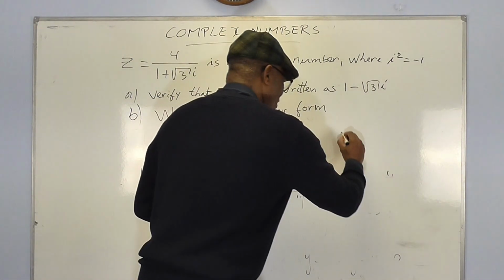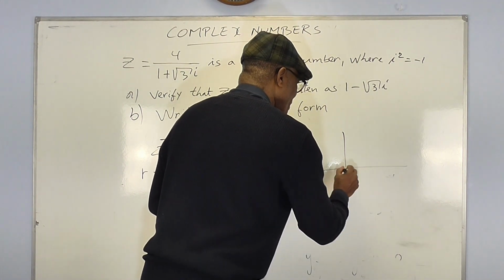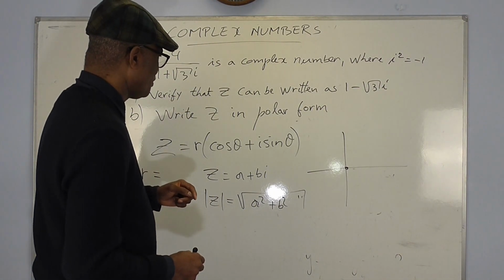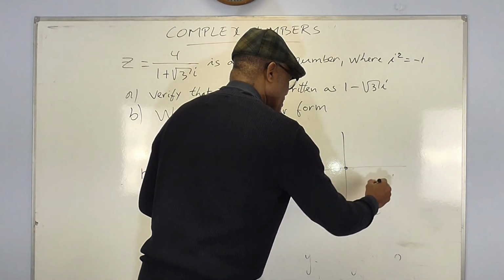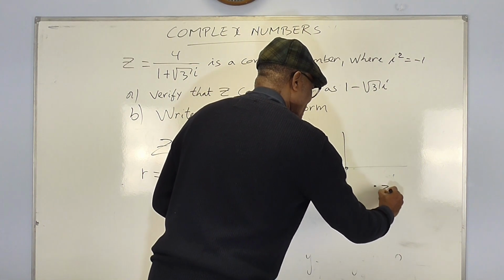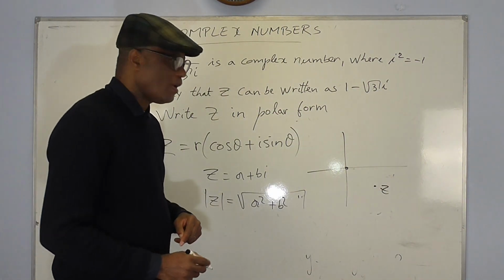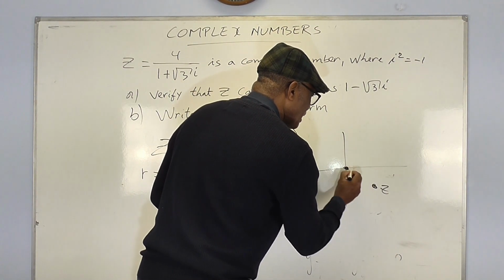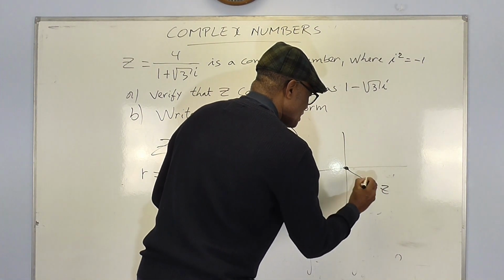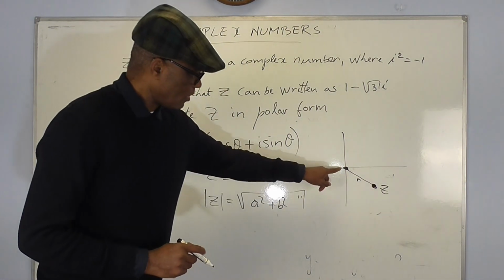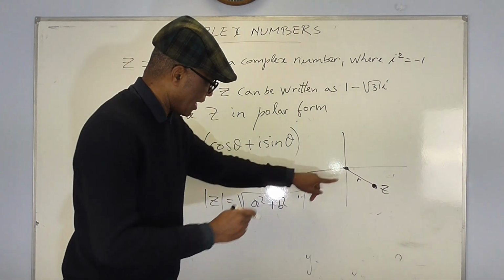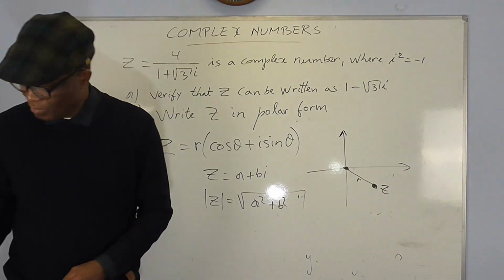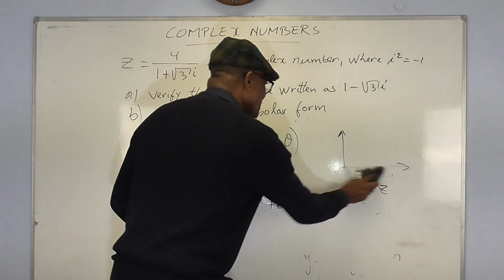Okay? Let me give just an example. If the point, for example, is here, if our z is there, the modulus is the distance from here to there. This is the modulus: the distance from the origin of the axis to the point. Now we are going to calculate the modulus.